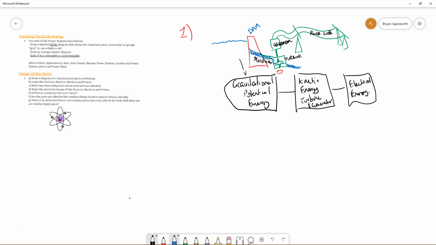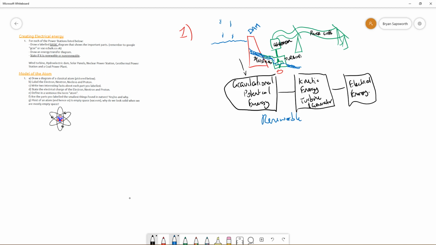State if it's renewable or non-renewable. This is renewable. Why? Because you don't dig water out of the ground and it disappears, okay? As long as it rains, which will hopefully continue for the foreseeable future, then the dam's going to fill up and it'll keep working. Ones that aren't renewable: coal, once you dig it out of the ground, it's all gone. Nuclear is not renewable, but it'll last a long time because you don't need much of it. But once you dig up all the uranium and so on, we will run out of fuel.